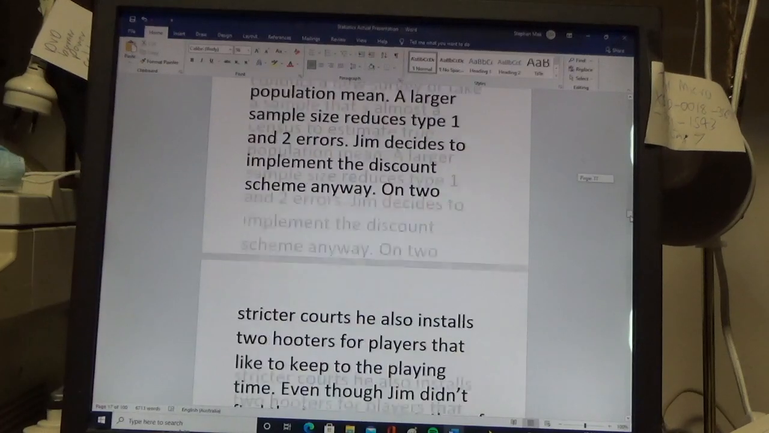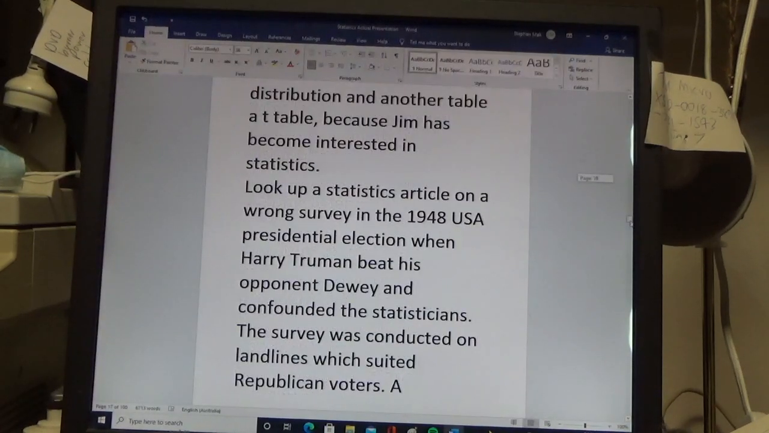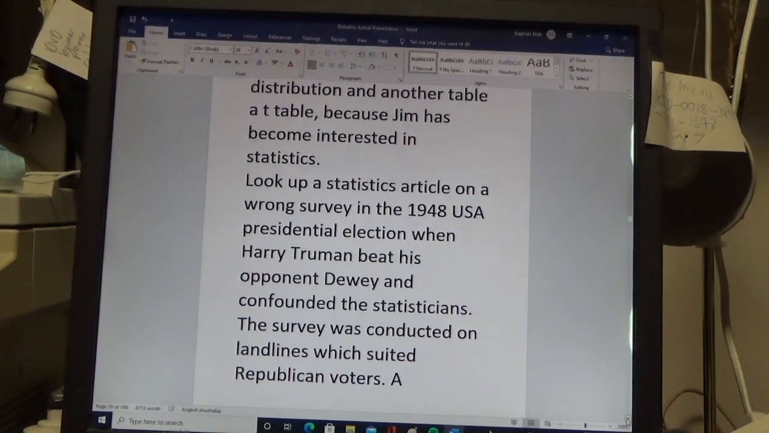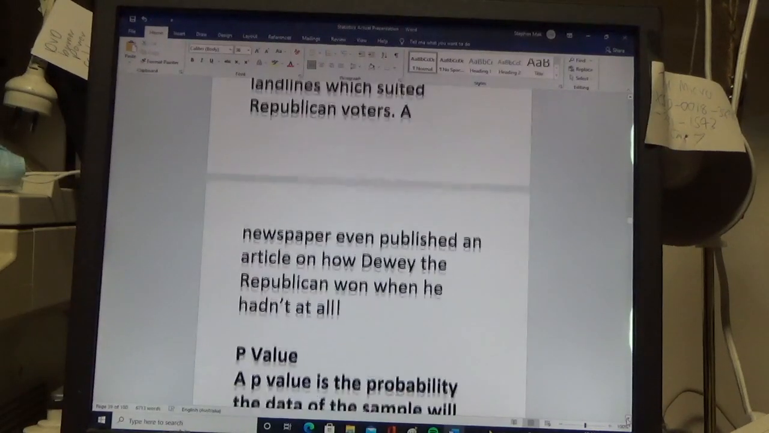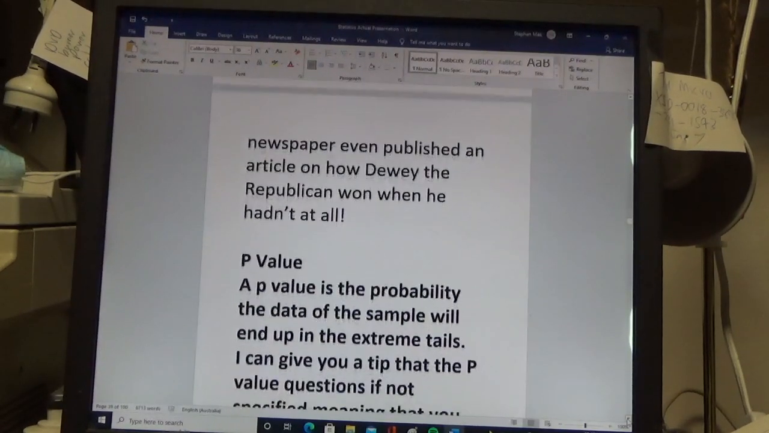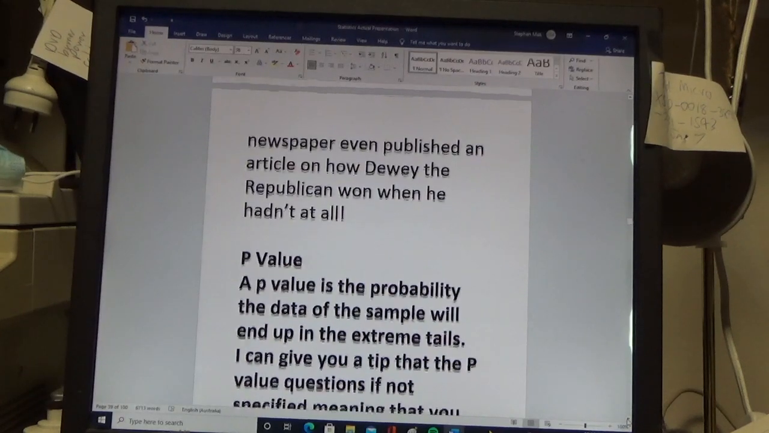Don't forget to put full conclusions. Put yourself in the role of statistician. This is interesting. The 1948 USA presidential election, when Harry Truman beat his opponent Dewey, the Republican, and confounded the statisticians. The sample was on the landlines, which favoured the Republican Party for some reason, and they were so confident that Dewey won that they published a newspaper article saying so. That's remarkable, when actually Truman had won that year.